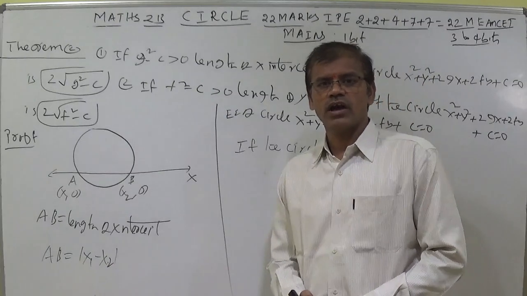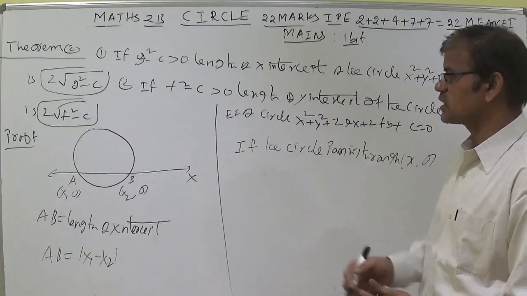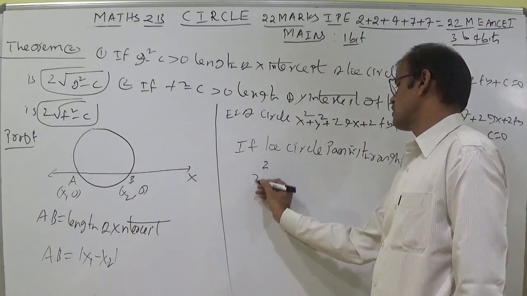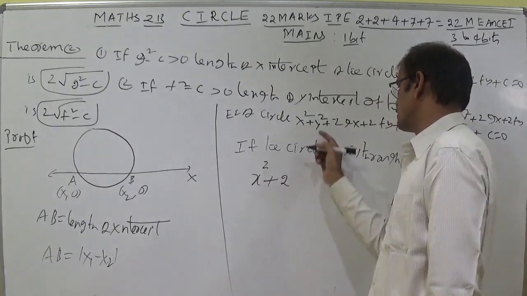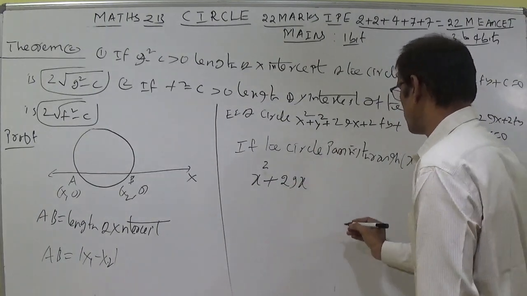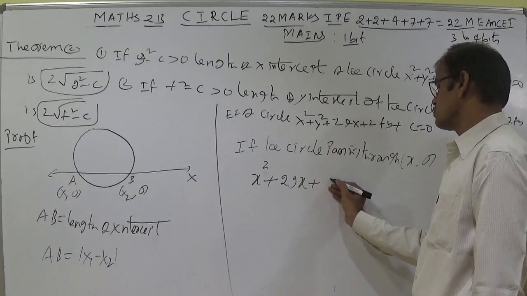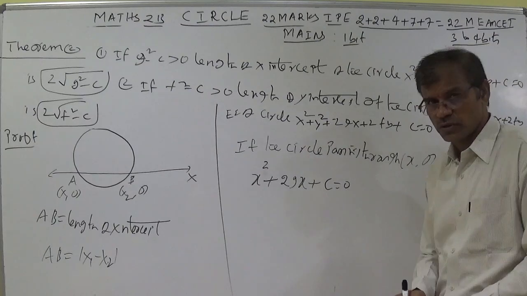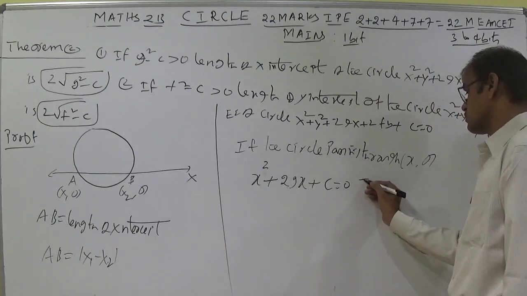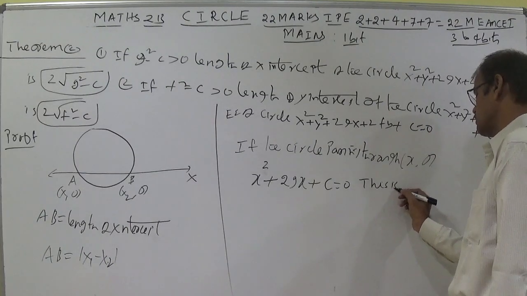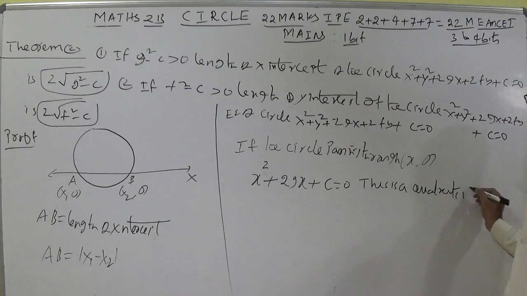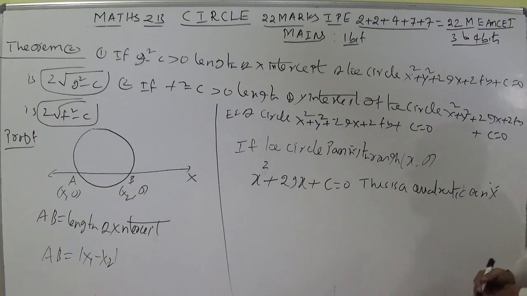Now you put the value 0 instead of y here. There is no y, since it is passing through the point. So x square plus 2gx plus c equal to 0. This is a quadratic equation in x.